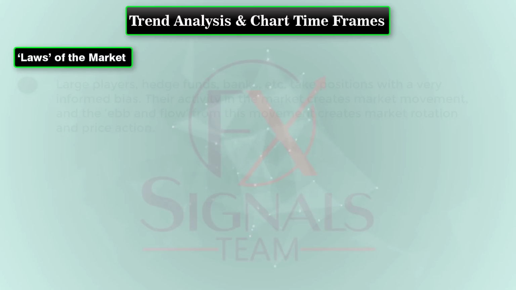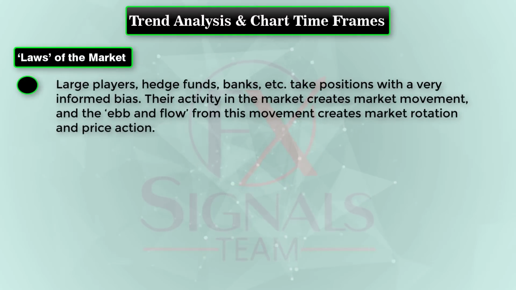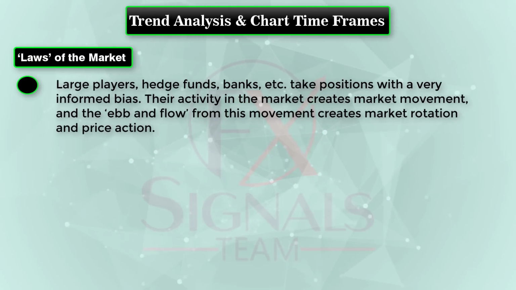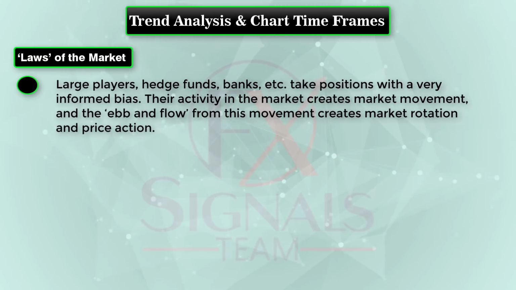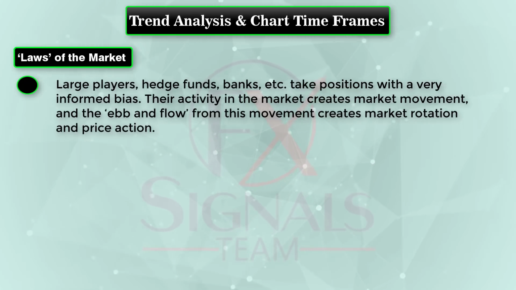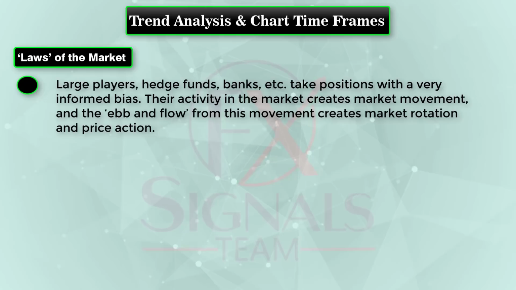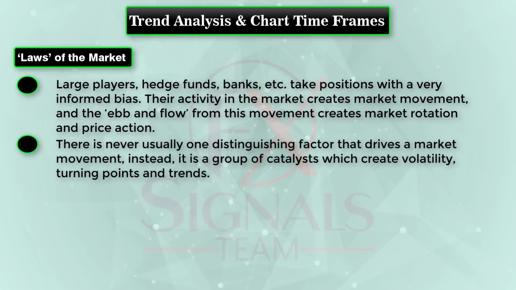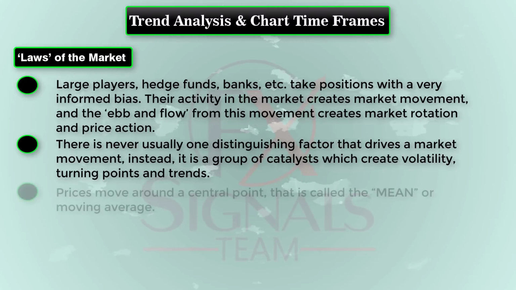Laws of the market. Large players, hedge funds, banks, etc. take positions with a very informed bias. Their activity in the market creates market movement, and the ebb and flow from this movement creates market rotation and price action. There is never usually one distinguishing factor that drives a market movement. Instead, it is a group of catalysts which create volatility, turning points, and trends.